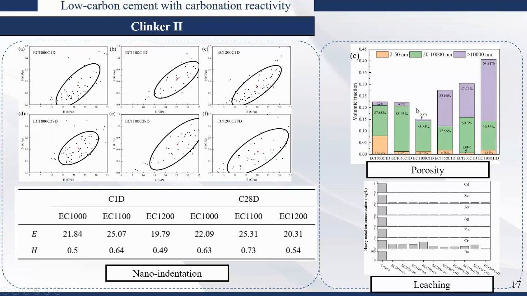This is the porosity. It shows the lowest porosity as well. And we ran a TCLP leaching test on our material, and all eight regulated heavy metals were well below the regulation numbers.